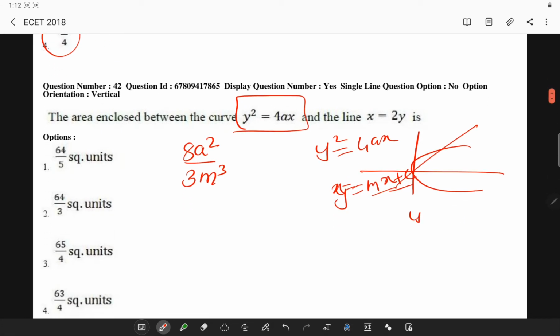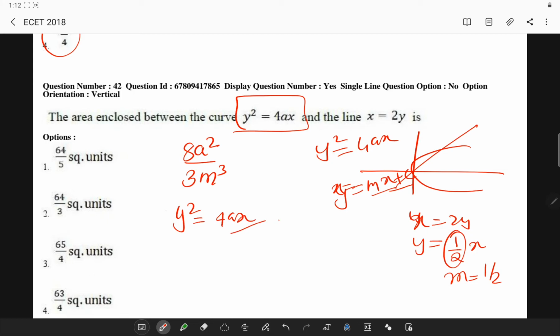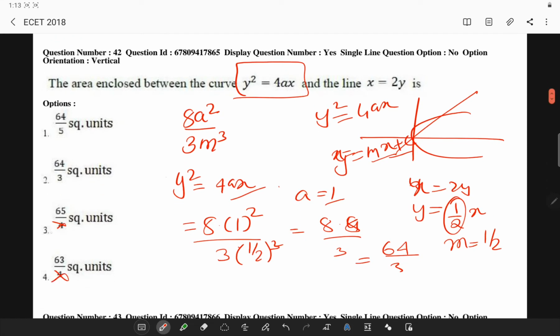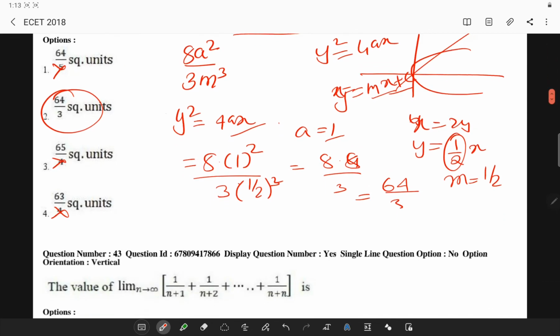Now here x is equal to 2y or y is equal to 1 by 2 into x. So here the m value is 1 by 2 and you have y square is equal to 4ax, so I can simply see the value of a is equal to 1. So the answer will be 8 into 1 square divided by 3 into (1 by 2) whole cube, which is 8 into 2 cube. So 8 into 8 divided by 3 is 64 by 3. So if you see the options, you will be left with this.